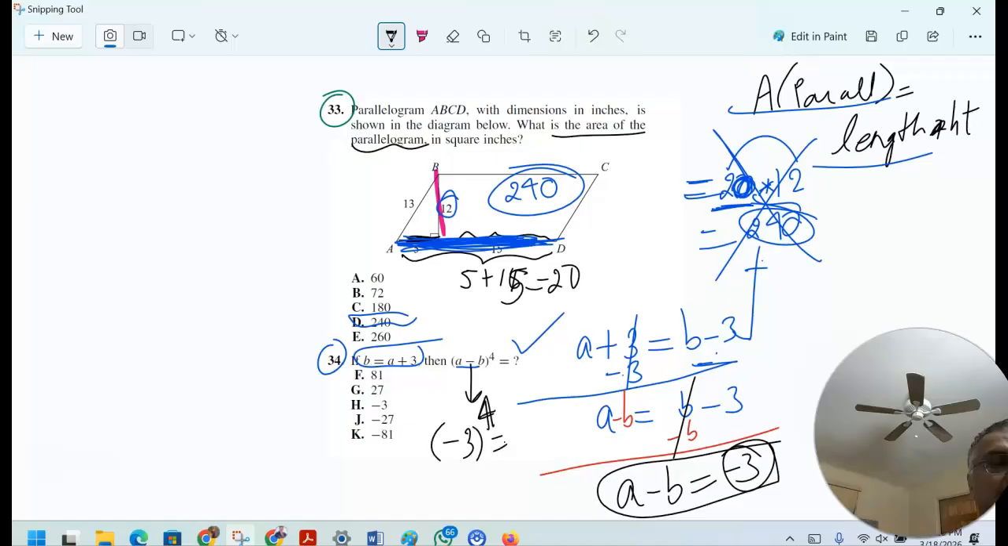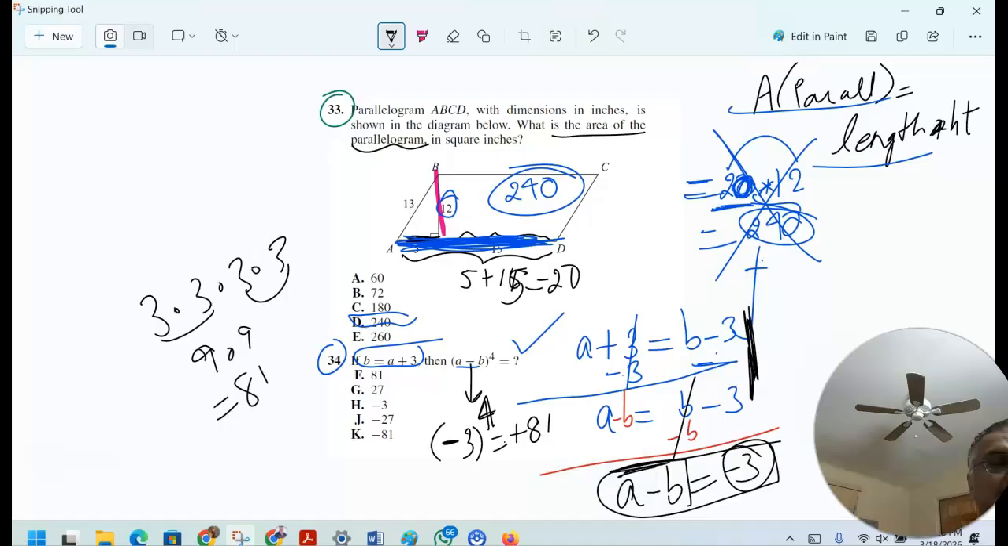Because this is even, the minus vanishes and becomes plus. And 3 to the 4 is 81. That's because if you multiply 3, this 3 will give you 9, this will give you 9. 9 times 9 is 81. So very easy. The little difficult part is how to solve to get this a minus b form.